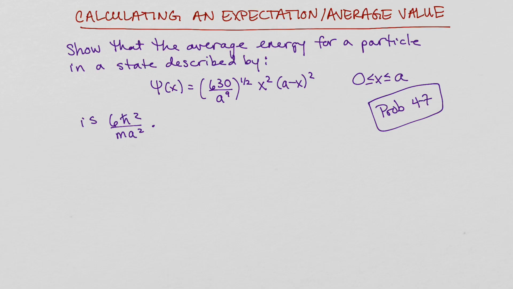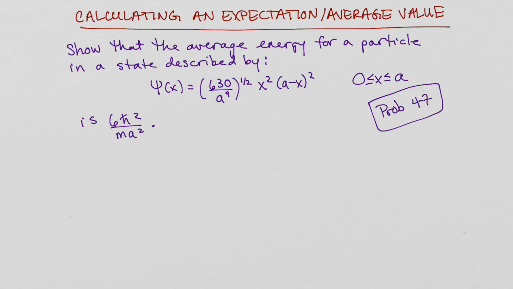Hi there. This video is going to walk through doing an average value or an expectation value calculation. We're actually going to use an example that comes into play when you are completing problem 4.7 in your homework assignment. So this will be one of the quantities that you will have to calculate on your journey to calculating the variance for the energy for a particle in a box.